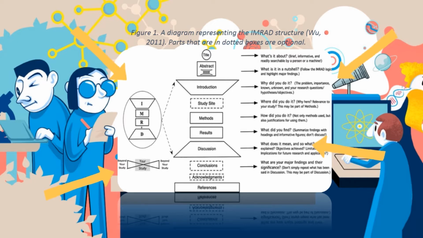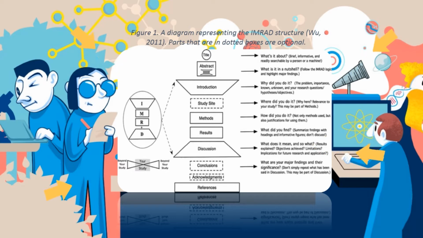So your title must answer the question, what's it about? It should be brief, informative, and readily searchable by a person or a machine. The second part is your abstract. This should answer the question, what is it in a nutshell? Follow the IMRAD logic and highlight major findings. So in short, your abstract should have the summary of your whole research.